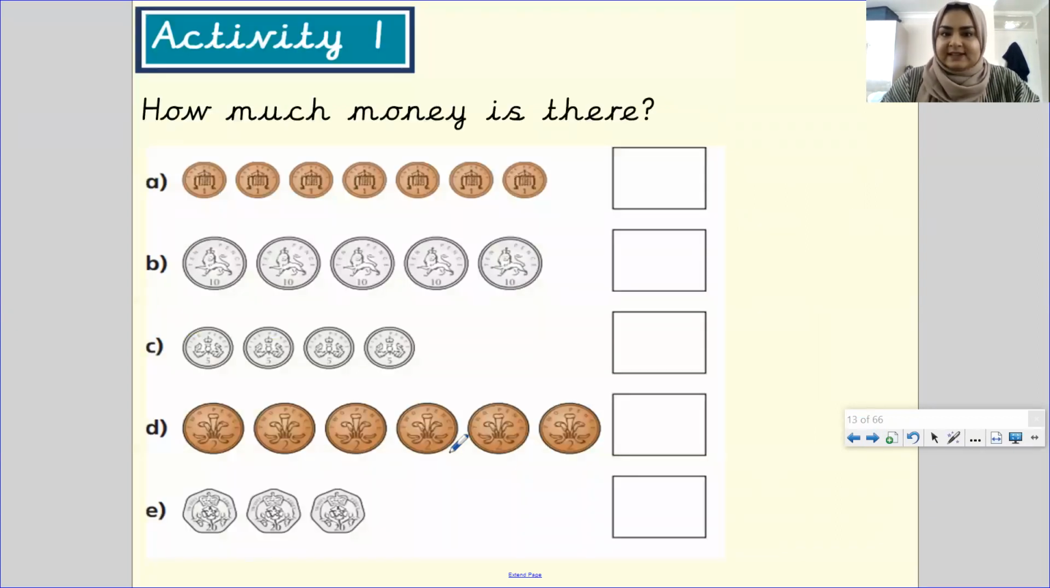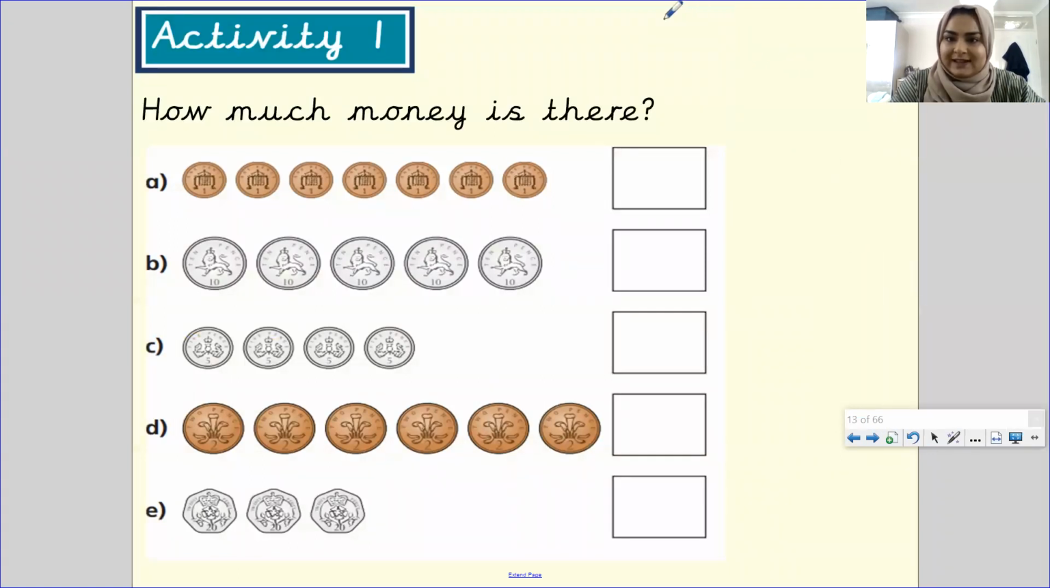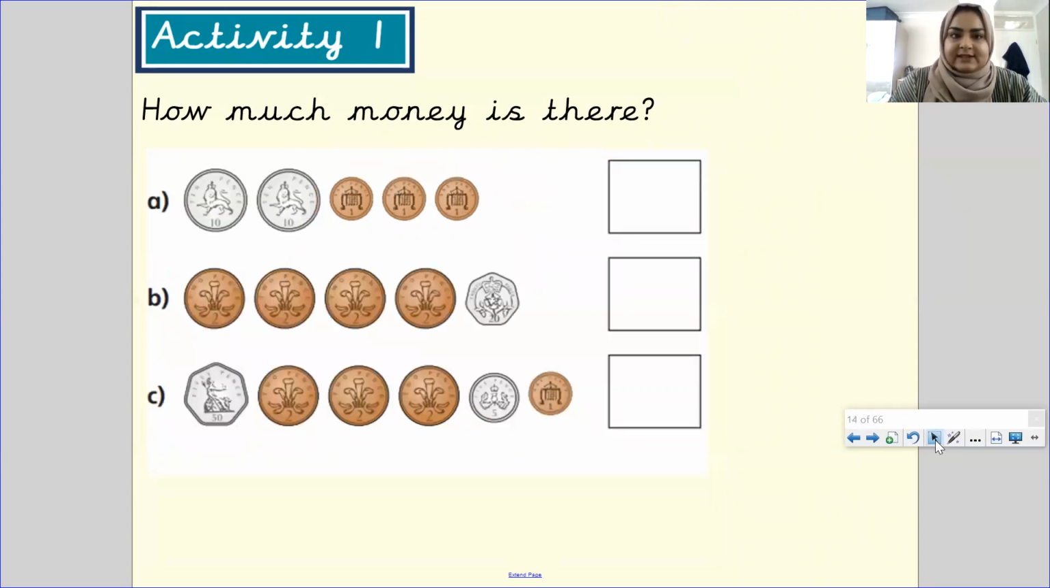Okay, now activity 1 says how much money is there. Okay, so you will just count how much money there is and write the correct amount down. Now, what I would like you to do is write in your book, on your paper, for example, when you're answering A, you will write down A, and I want you to draw the penny. So I want you to say 1p, and you circle it, 1p, depending on how much they are, and then you write your equals and then your answer.